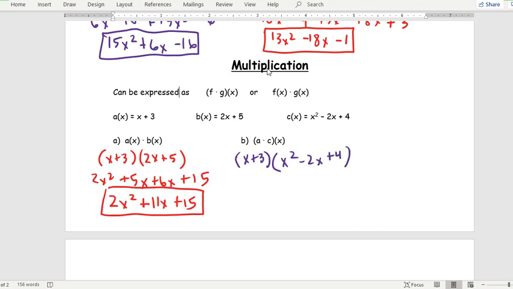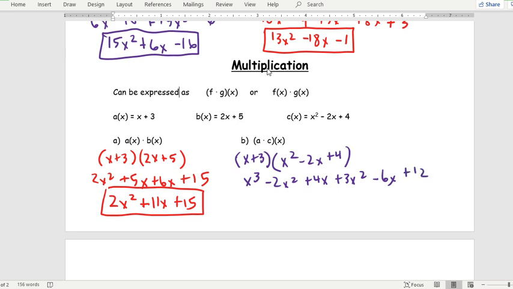So a lot of distributing to do here. We have x times x squared, that's x cubed. X times negative 2x, that's negative 2x squared. And x times 4, that's 4x. All right, we'll slide over to the 3. 3 times x squared, 3x squared. 3 times negative 2x, negative 6x. And 3 times 4, positive 12.